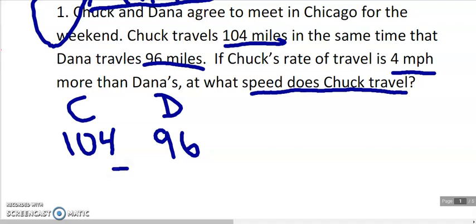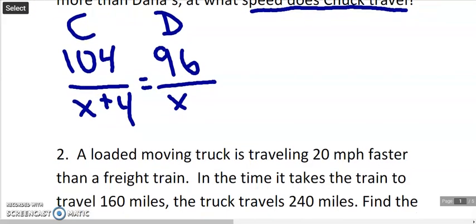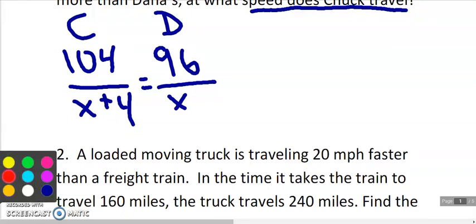So that means our x is going to represent a rate. And since Chuck travels 4 miles per hour faster, we'll put a plus 4 on the bottom of this fraction. And finally, since the time that it takes them to travel is the same, we're going to make our fractions equal. So once we have our equation set up, we can use our proportion to solve.